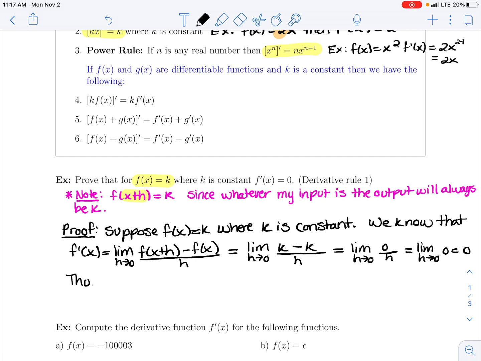And so we say thus, the derivative is equal to 0. And we always put a box at the end to end the proof. There are also some other things that people do to end the proof, but that's more traditionally what we do to end a proof in mathematics. We put a box at the end.